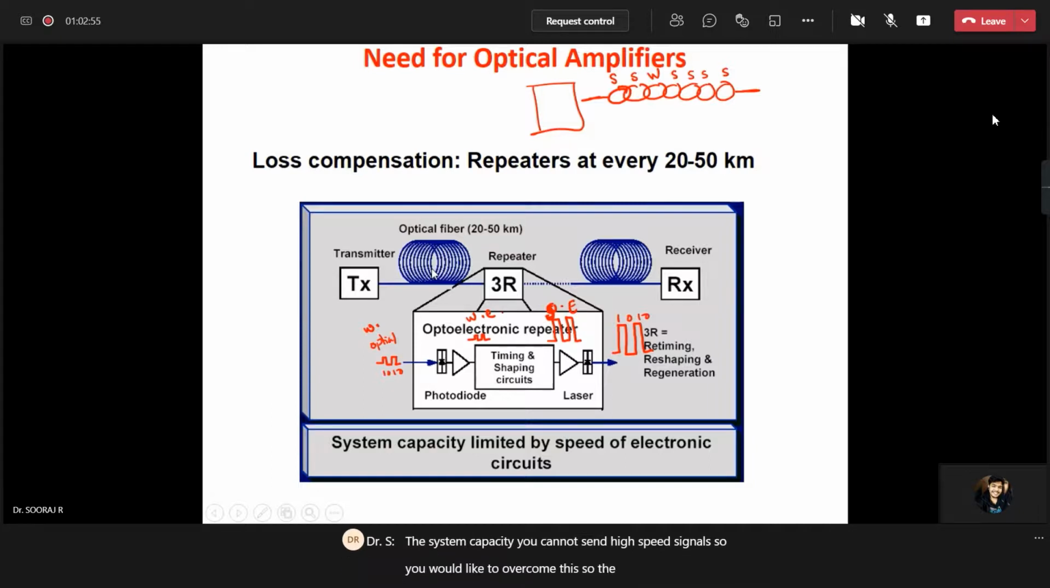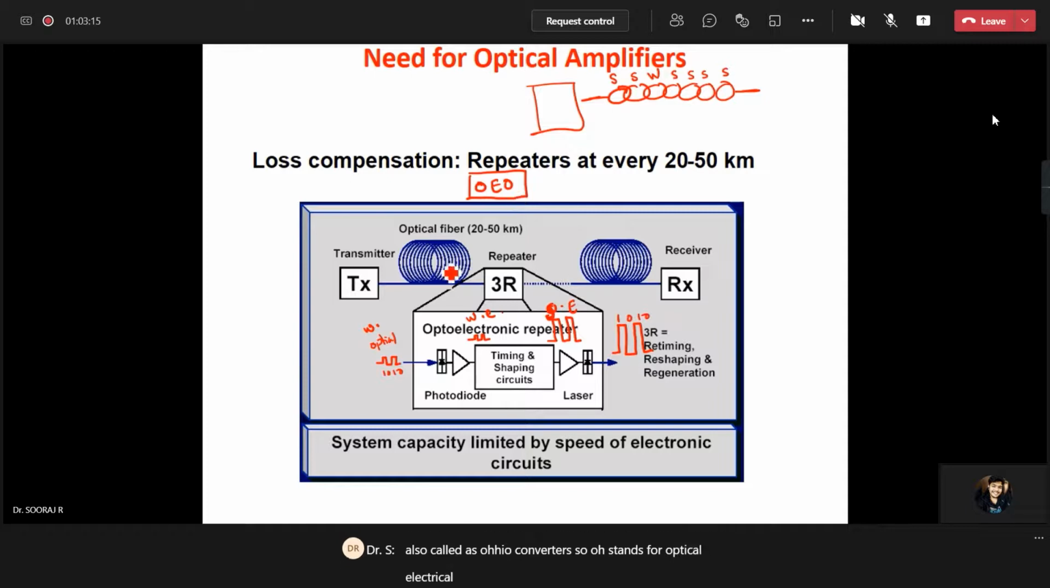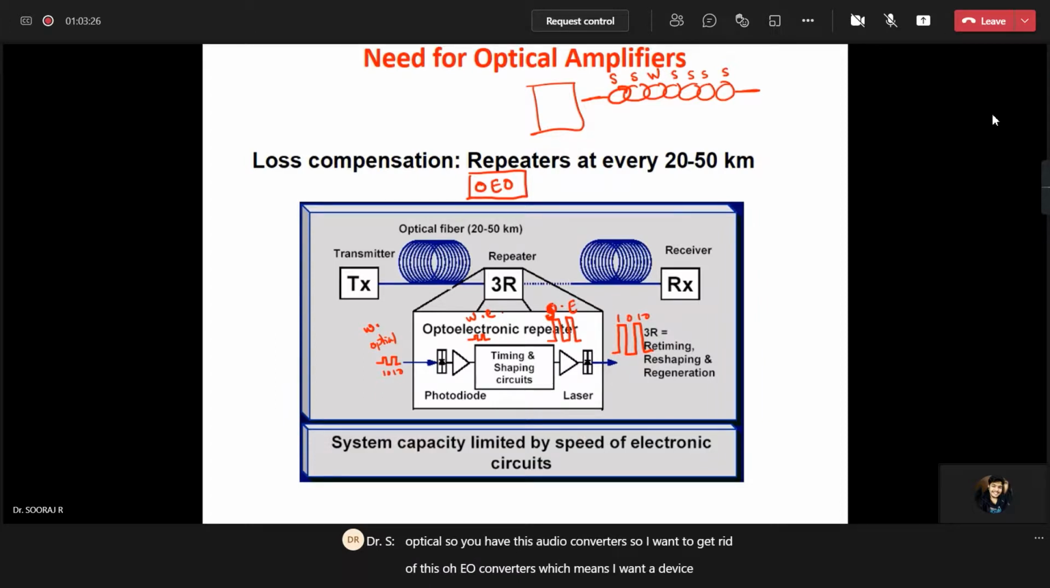So you would like to overcome this, which means I don't want to convert this optical to electrical and electrical back to optical. So here you always have an OEO conversion, and therefore these devices are also called OEO converters. O stands for optical, electrical, optical. So optical to electrical and electrical back to optical. So I want to get rid of these OEO converters, which means I want a device which can directly amplify the optical signal without converting it into an electrical signal. And those kinds of devices are called optical amplifiers.